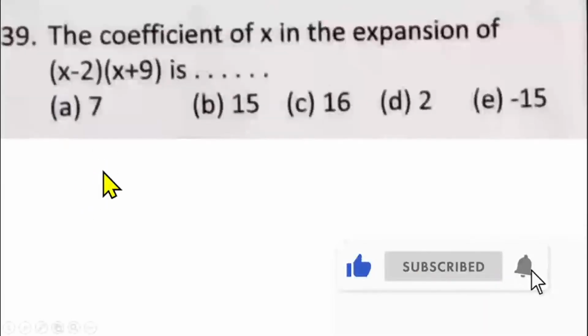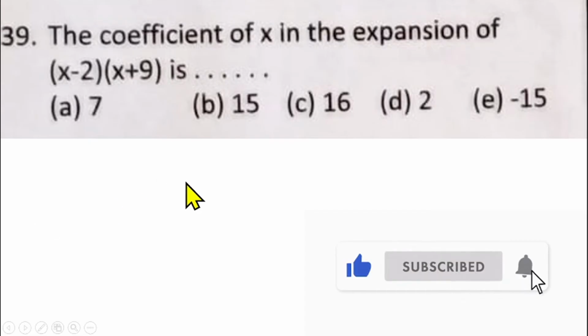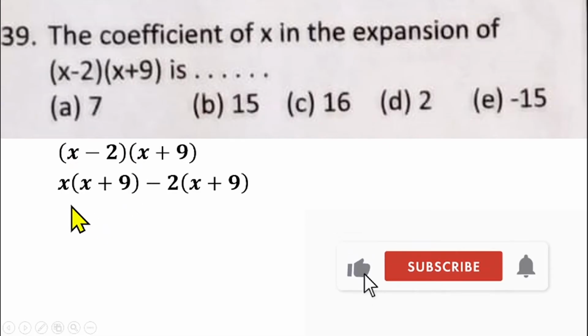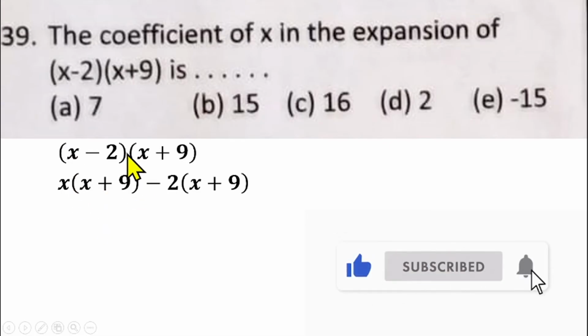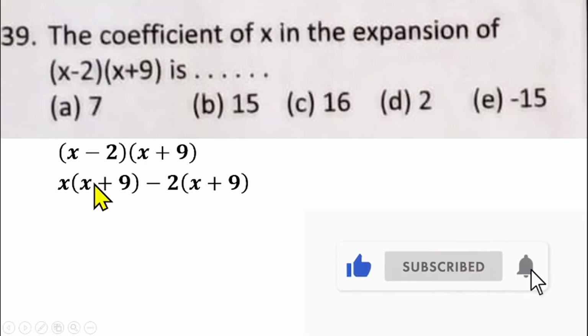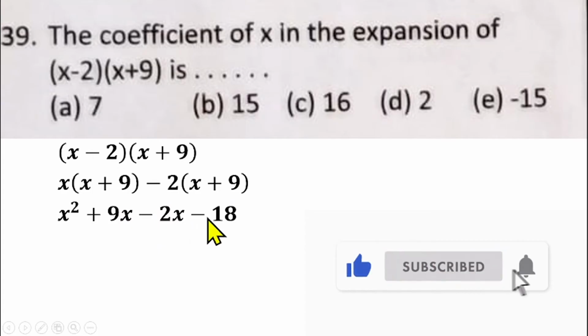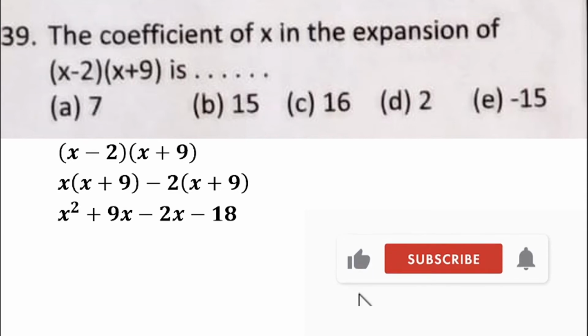Question number 39. You have to find the coefficient of x in the expansion. So we need to expand this before we find the coefficient of x. If you expand this, s will multiply x, because s will multiply everything in the bracket here. Then minus 2 also will multiply everything in the bracket. Expand the bracket, you'll have s squared plus 9x. Then minus 2 also will open the bracket, you have minus 2x minus 18. Then from there, what do we do?